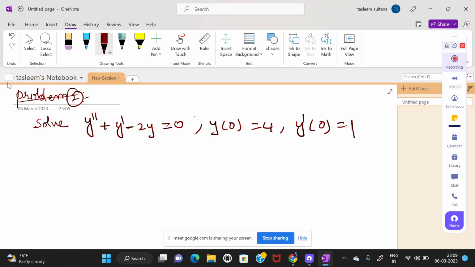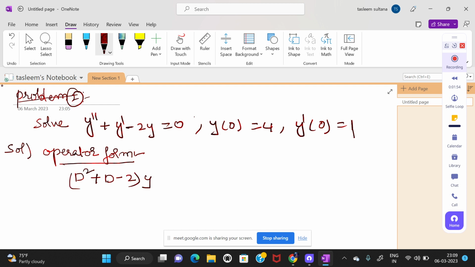First of all, it is not in operator form. We will write it into the operator form. Your solution first will be represented in operator form. That is, d square plus d minus 2 of y is equals to 0, where your d stands for differentiating with respect to x, dy by dx.